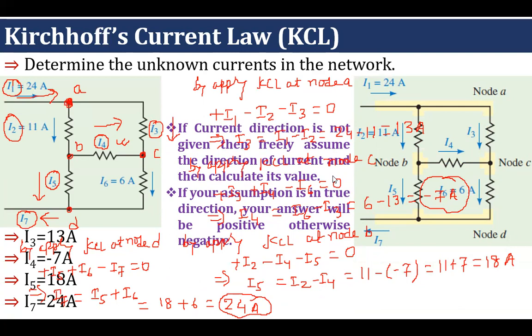So here the answer is I3 is 13 ampere, minus 7 ampere, this is 18 ampere and 24 ampere. Why is the magnitude with the sign matching? Because in the same way, the direction has been assumed. I4 has been taken in this way, I3 has been taken in this way, I5 has been taken in this way, and I7 has been taken in this way. So easily you guys can solve all these questions.